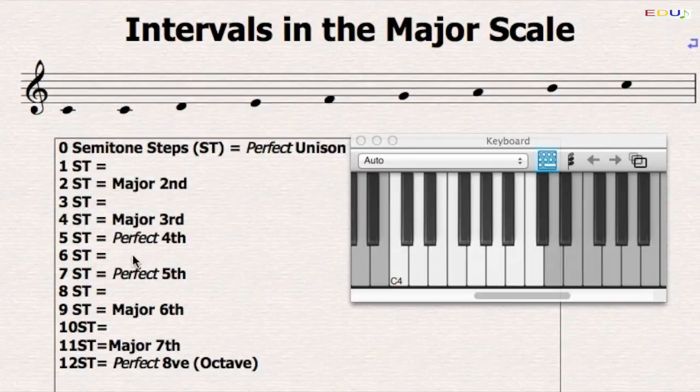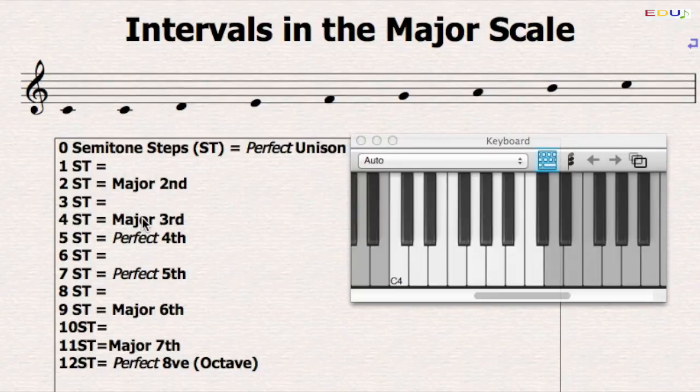So you see, everything we found out before I put into a little table. Perfect unison equals 0 semitone steps, like from C to C. A major second equals 2 semitone steps. A major third 4, a perfect fourth 5, a perfect fifth 7, a major sixth 9, a major seventh 11, and a perfect octave would be 12 semitone steps.